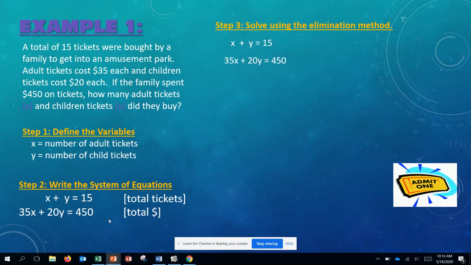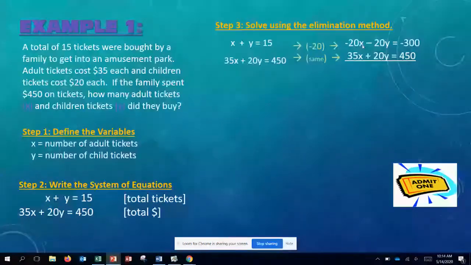Once we write that system, now we want to solve. Well, it's easiest here to solve using the elimination method, okay? Because notice we can easily multiply this top equation by -20, and our y's are going to be additive inverses of each other. So when we multiply the top equation by -20, we have negative 20x minus 20y equals negative 300. Our second equation stays the same.